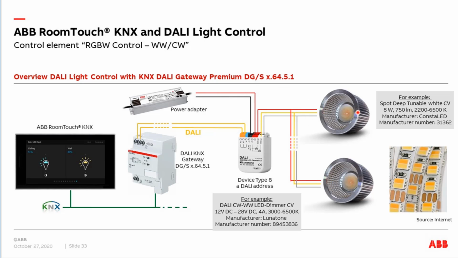A power adapter supplies the tunable white LED spots with power. These are special spots which support this tunable white, this color temperature between, for example, 2200 and 6500 Kelvin. We have different devices like spots or also LED strips. You can see this is a tunable white LED with warm white and cold white. All these tunable white spots or LEDs have 3 wires: one is the common plus, one is for the warm temperature, and the other one is for the cold temperature. This is exactly what we want to do via these control elements, to change the color temperature and the brightness.